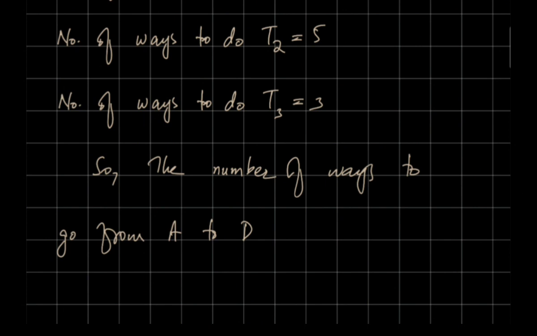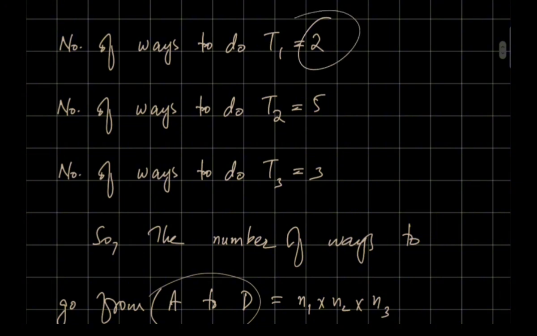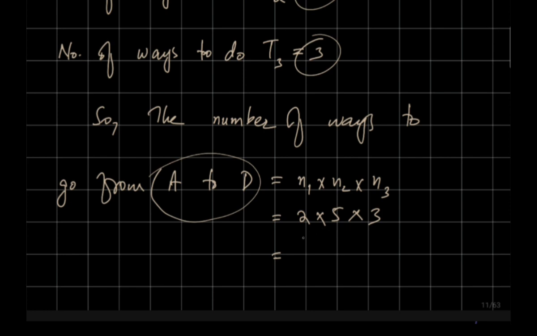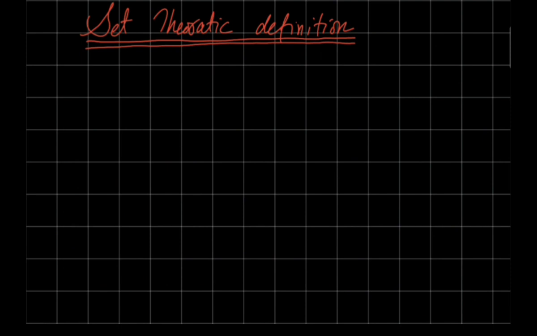So the number of ways to do the whole task, meaning to go from A to D, is the same as the product of N1, N2, N3. N1 is the number of ways to do subtask T1, which is 2. So I will write here 2, and N2 is 5, you can see here. I will write here 5, and N3 is 3. So the product of these three numbers is 30. Now look at the product rule of counting in a different way.